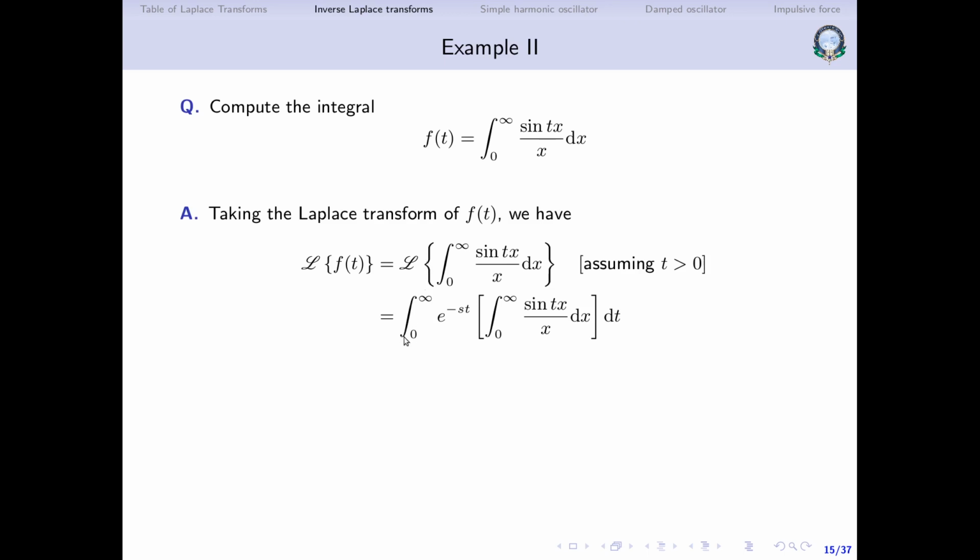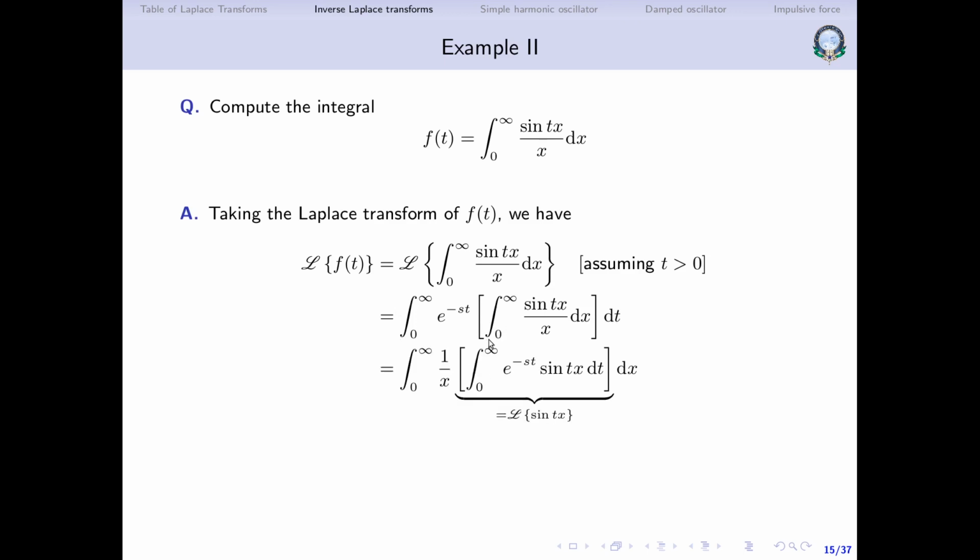So the integral transform is 0 to infinity e to the power minus st, that's the kernel function, and whatever is inside the bracket, this entire integral itself, we'll just put it over here, integrated with respect to t, because that's the Laplace transform of f of t. Now this x and t, they are independent, so I could always exchange the order of integration. Here first we are integrating with respect to x, then we are integrating with respect to t. So I could just swap this integration.